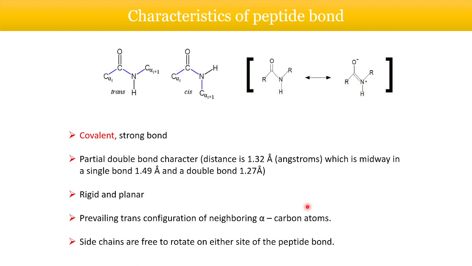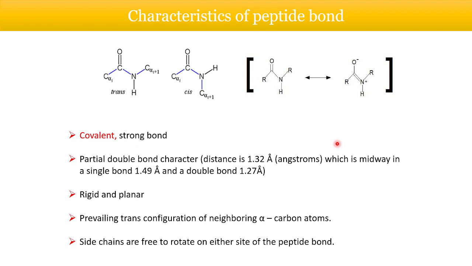It's a covalent bond, and it has a partial double bond character. So what gives the peptide bond its strength? That is its partial double bond character. How did this theory arise? The distance of this partial double bond is 1.32 angstrom, which is in the middle of a single bond, usually 1.49, and a double bond, usually 1.24. So from here we can tell it's a partial double bond character, neither totally a single bond nor totally a double bond.